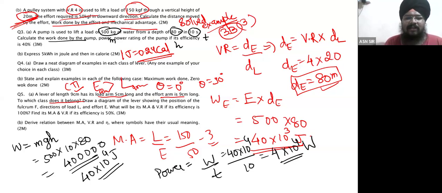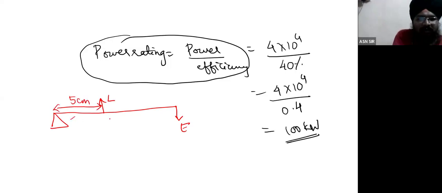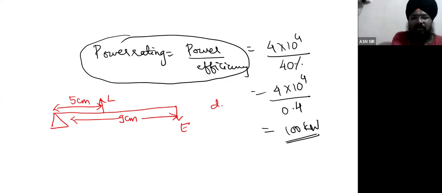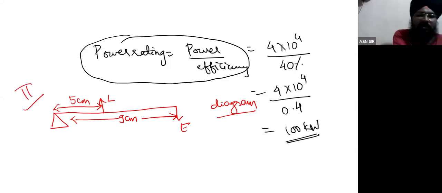Draw a diagram of the lever showing the position of the fulcrum and the directions of load and effort. So you need to draw one diagram. Suppose this is the lever, here is the effort, here somewhere I'll take the load, and here is the fulcrum. So this should be 5 centimeter, and this should be total 9 centimeter. This is the required diagram. So this is an example of a class 2 lever where the fulcrum is at one end and the lever arm is equal to the effort arm, that is 9 centimeter, as given to you.